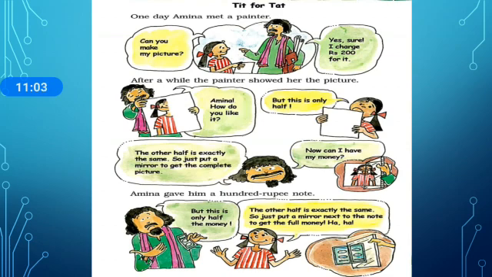The painter said, "But this is only half the money." Amina said, "The other half is exactly the same. So just put a mirror next to the note to get the full money. Ha ha." So children, this was the story. I hope you all liked this story.